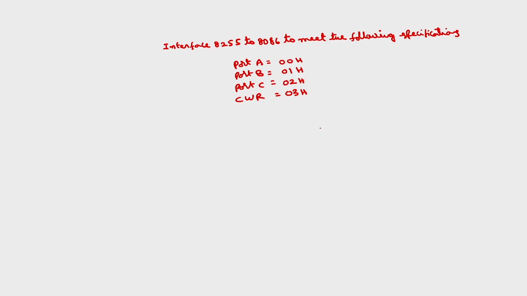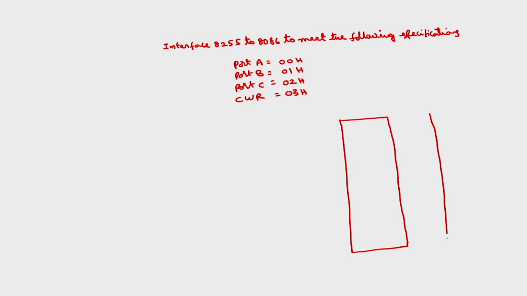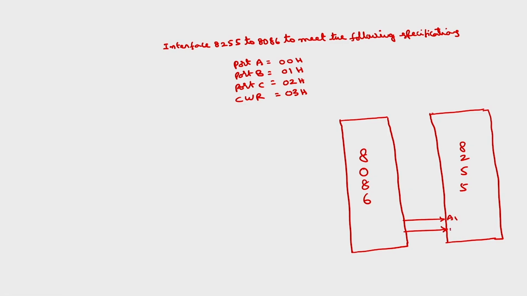Then what will be the connection diagram? This is similar to the earlier one, except that depending upon the address map, you have to select the chip select signal. So this is 8255, 8086. Remaining all connections are the same, A1 to A1, A0 to A0. I am going to just show how the chip select will be generated.